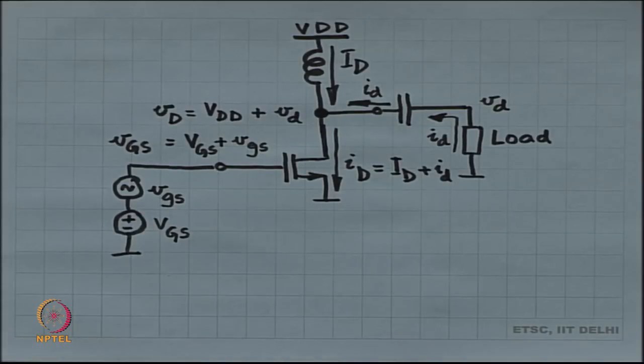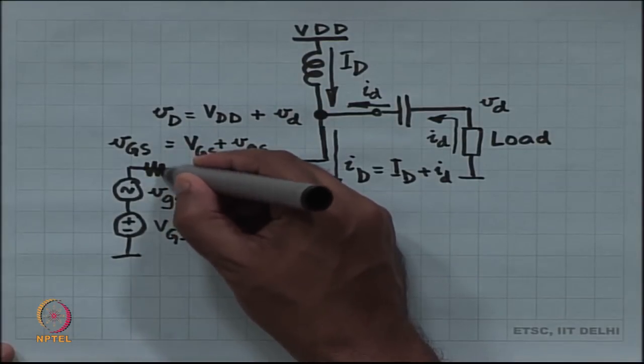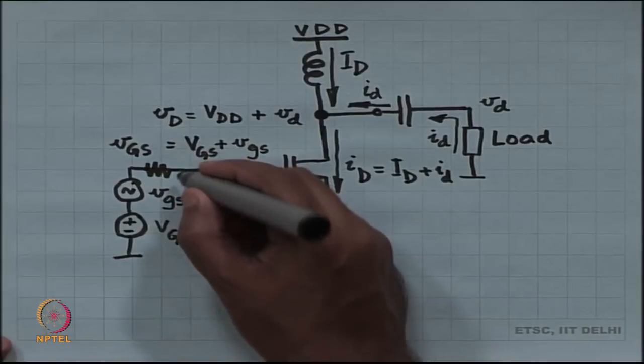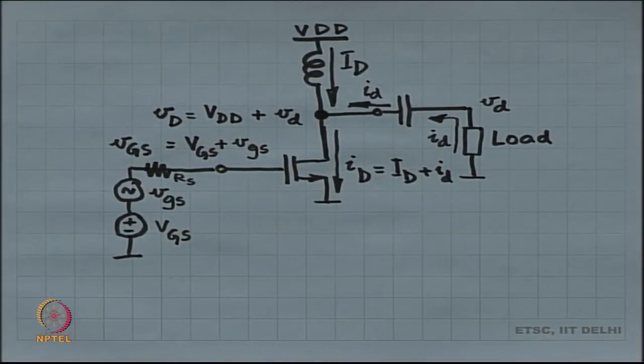If you want, you can add a resistor in series with the signal source. It is not going to make any difference because the current is 0. Now, let us see what is going to happen in this circuit.